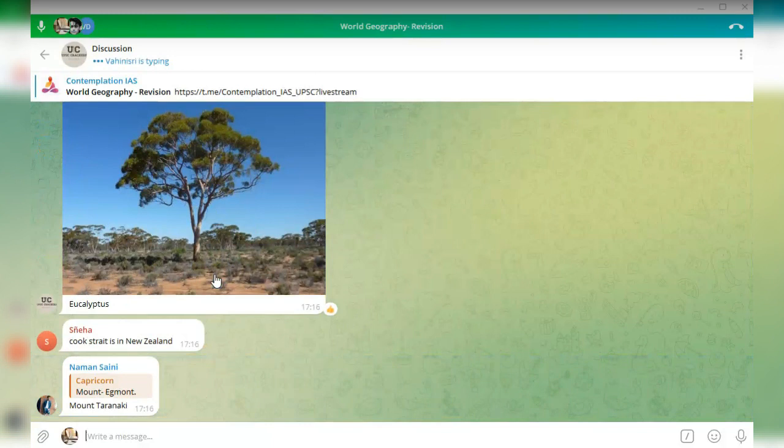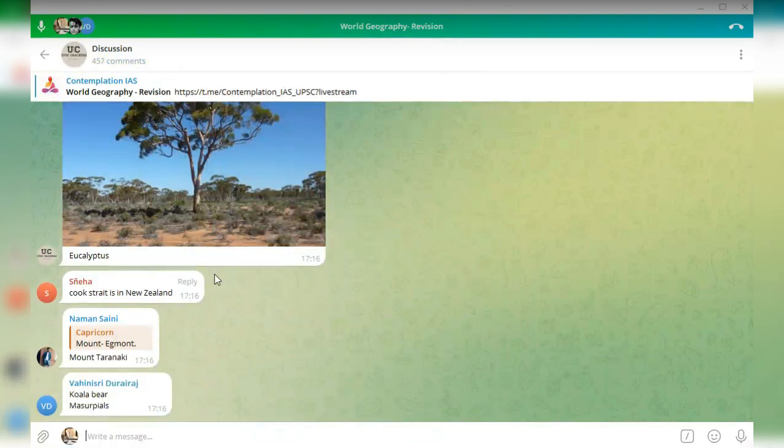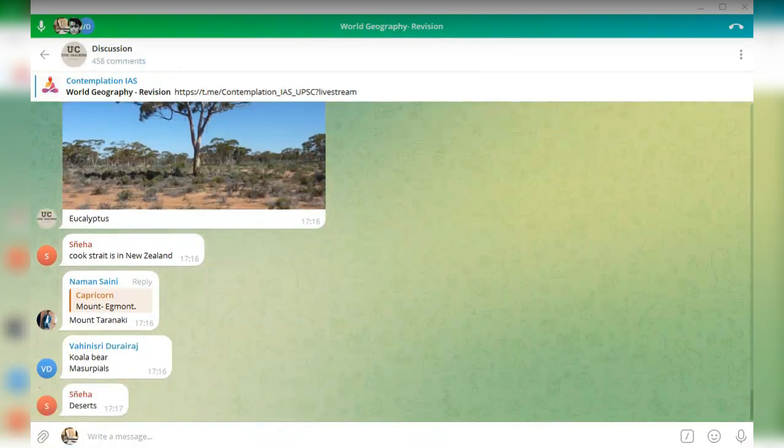And for Australia, most of the lakes and rivers are not that important. If we talk about Australia, the important things are, for example, the Simpson and Gibson deserts. The Great Sandy Desert and the Victoria Desert, these are the important things. And marsupials. Marsupials was asked in the 2023 prelims.